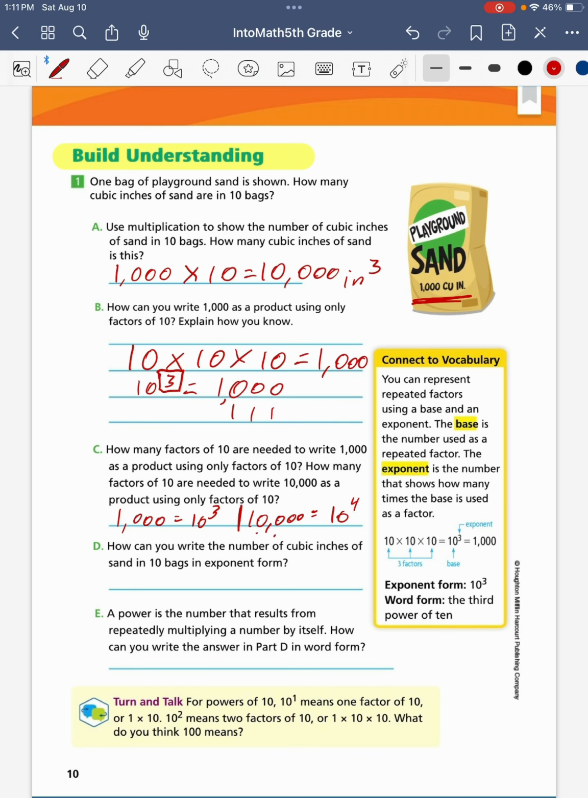I can count the number of zeros that are here, and that will tell me what exponent to put on my base 10. So I have 4 zeros in 10,000. It would be 10 to the fourth power.